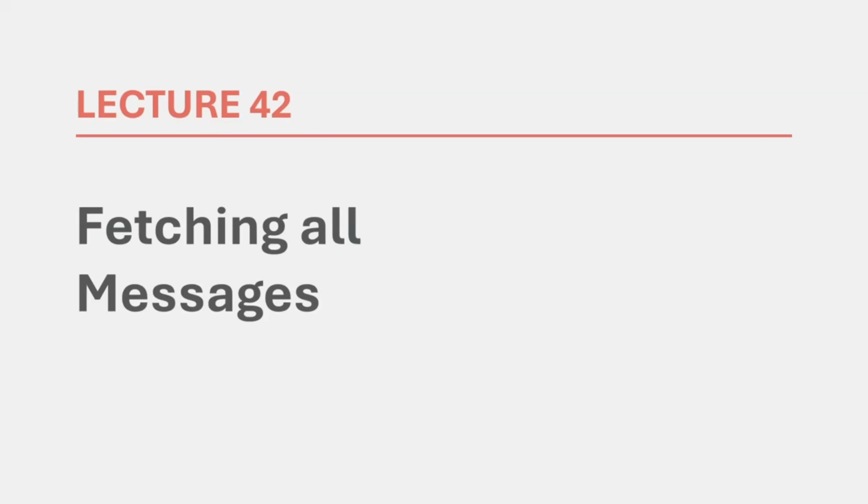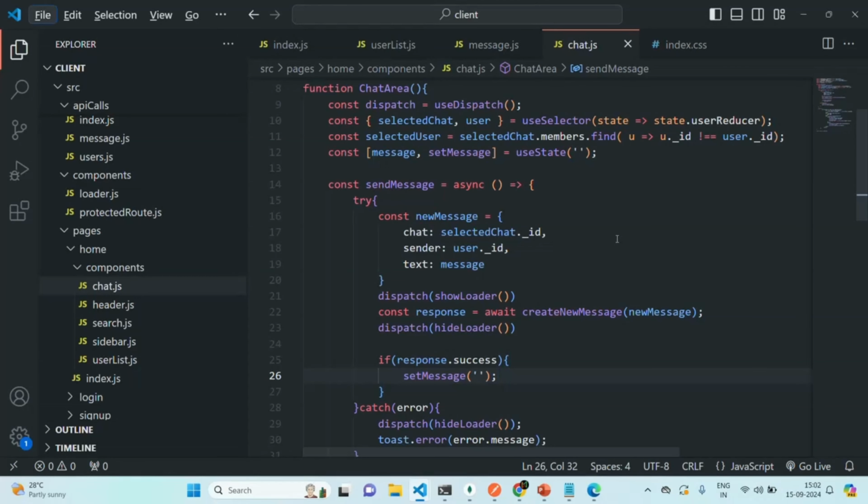In this lecture, we are going to implement the get all messages functionality. So basically, we want to fetch all the messages between the logged in user and the selected user, and we want to display it in the chat area. So let's go to VS Code.